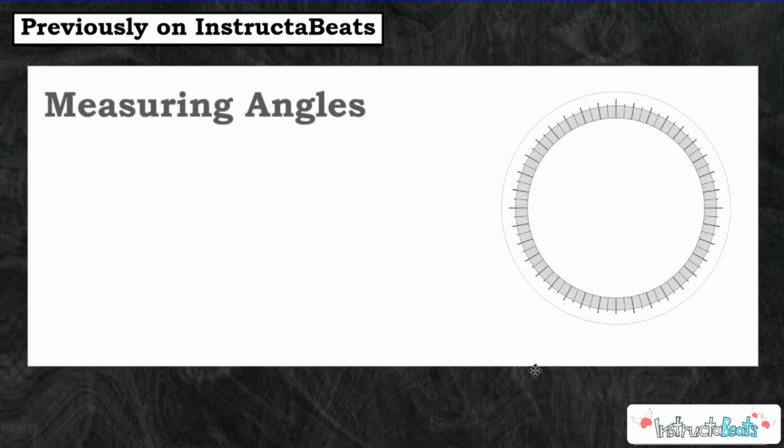Previously on InstructaBeats, we talked about measuring angles, right? And we talked about how we measure angles with degrees, which is really a unit fraction, right? 1 out of 360. If we split this circle up into 360 pieces, which we actually did, you can see all those little tiny pieces, that equals 360. A degree would be one of those, and we use that to measure angles.